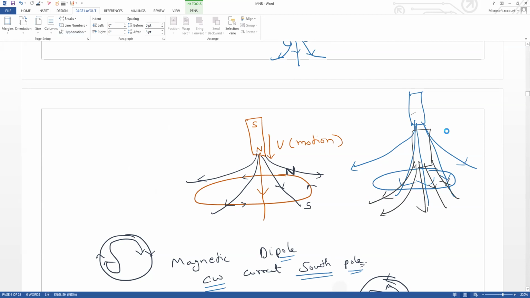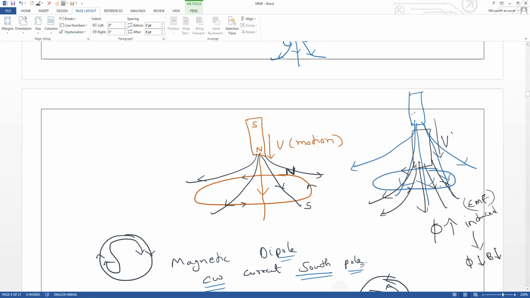If it is coming with velocity V downwards, what is going to happen to the magnetic field lines? They increase, so flux is going to increase. Flux is going to increase means current is going to be induced. EMF is going to be induced. Current is induced means then flux is going to decrease. Flux decreases means B also decreases. So it is acting downwards.